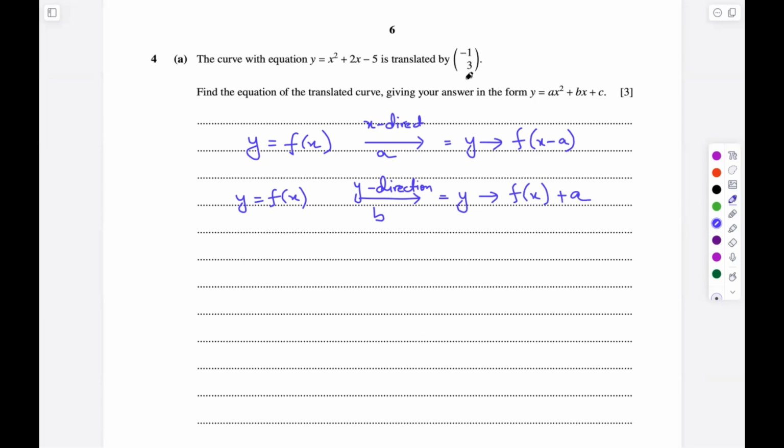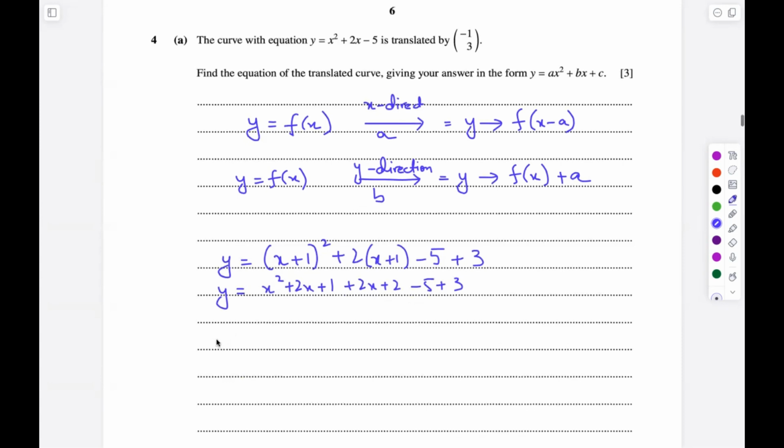As we have both the translation in the x and the y direction, y will be equal to, in place of x we will write x minus 1 translated, so this will become x plus 1, whole squared, plus 2 into x plus 1. This was a minus 5, and as it is a translation of plus 3, we'll write a plus 3 up here. Now expanding the expression, we'll get x squared plus 2x plus 1 plus 2x plus 2 minus 5 plus 3.